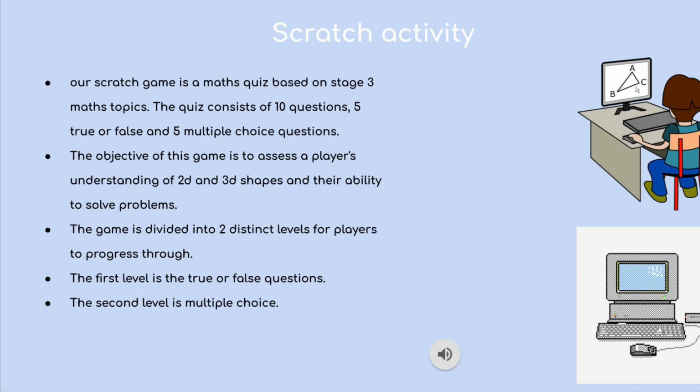The first level is the true or false questions. The questions start off easy and are based on 3D shapes. They gradually get more challenging as the student progresses. The second level consists of 5 multiple choice questions that are more challenging as students have more options to choose from. Each time the question is answered correctly, students will hear a clapping sound to indicate they responded correctly.